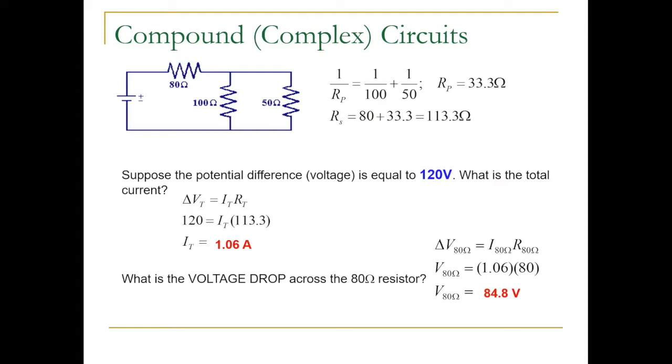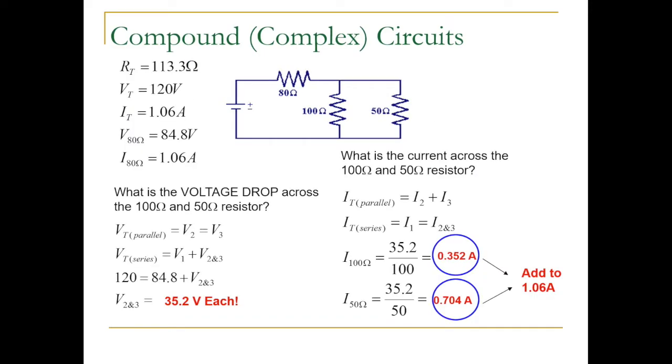Now, something important to recognize there is if we want to find the voltage across the parallel components now, we actually have to take the difference of 120 and 84.8. And that's exactly what we do here. We recognize the fact that if 84.8 volts is used on the 80 ohm resistor, that only leaves 35.2 volts, which is going to be across both parallel branches of this circuit. And so now if we want to find the current across the 100 ohm resistor, we have to use the 35.2 volts and use Ohm's law to determine that there is 0.352 amps across that branch.